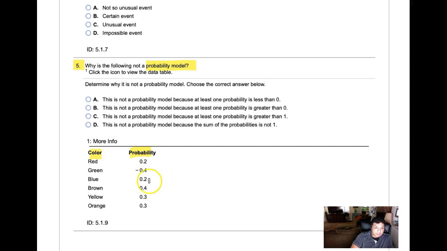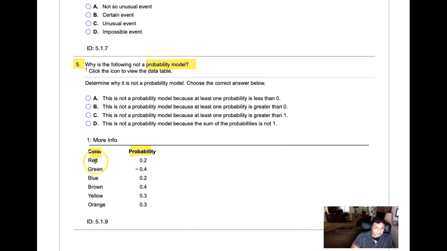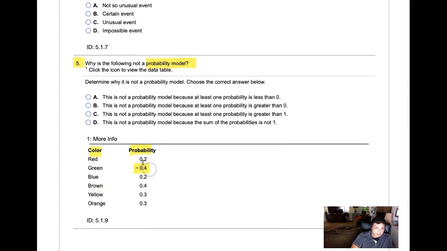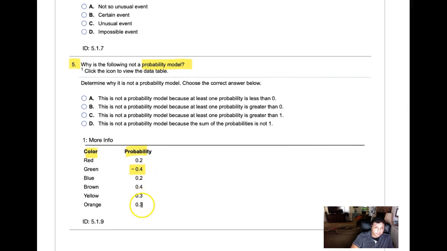If you add these up, the total sum must equal 100%. Additionally, the probability of the events have to be a probability. So 0.2, 0.2, 0.4, 0.3, 0.3 are all probabilities. But negative 0.4, there's no such thing as a negative 0.4 probability.